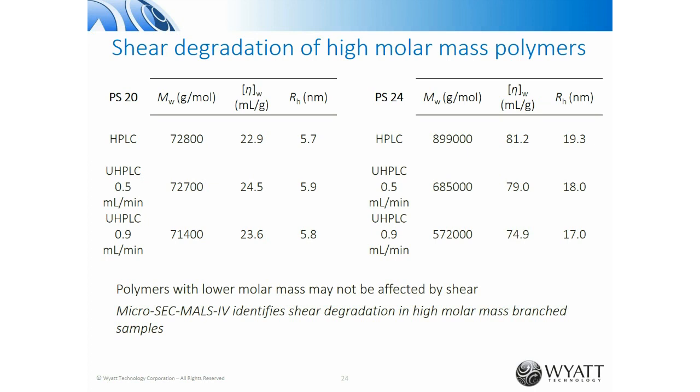So depending on the molar mass, the polymer may not be affected by the increased shear rate of the UHPLC. However, we are able to identify with our microdetection system shear degradation at higher molar masses. It's also important to remember that branched polymers are less susceptible to shear degradation than linear samples. So you must also consider the molar mass of your linear samples for shear degradation.